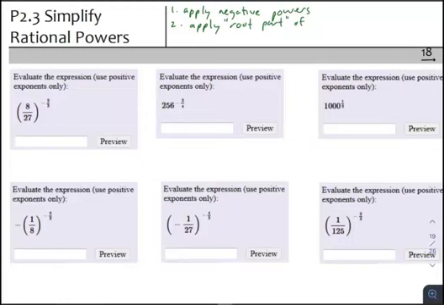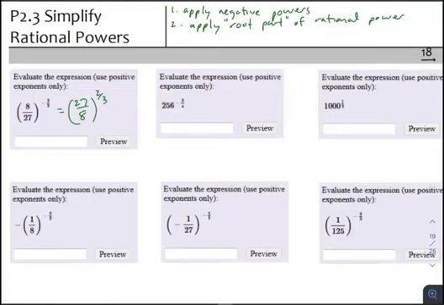All right. So I'm going to show you two different ways that you can do this. The first one is to apply the negative power first. The negative power is going to invert my fraction and change the sign to positive. So that's my first step.